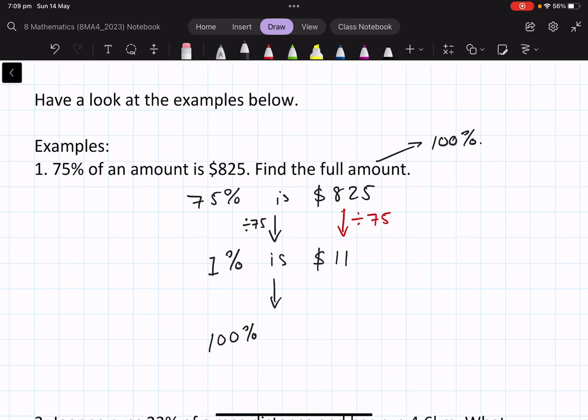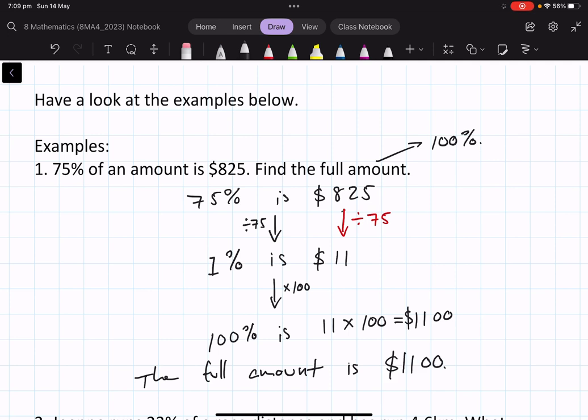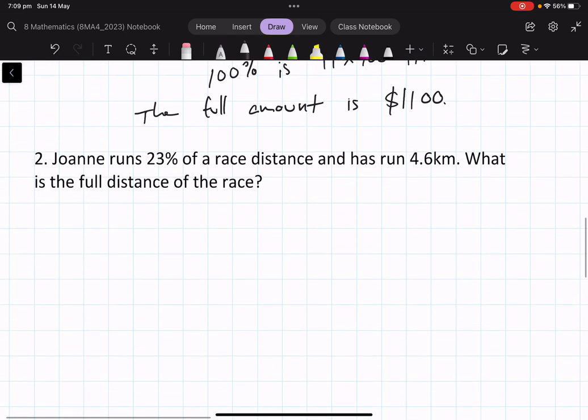So then the next question is, how do I work out what 100% is? Well, it makes sense to go from 1 to 100. We're talking about multiplication: how many times do we need to have this? We multiply by 100. So if I'm multiplying by 100, I'm doing 11 times 100, which is equal to 1,100. So the answer is, the full amount is $1,100. That is how we do the unitary method. All right, I've got two more examples to quickly run through.